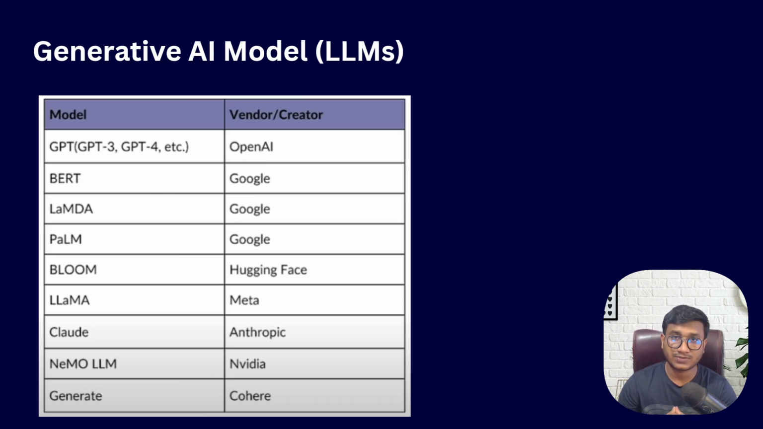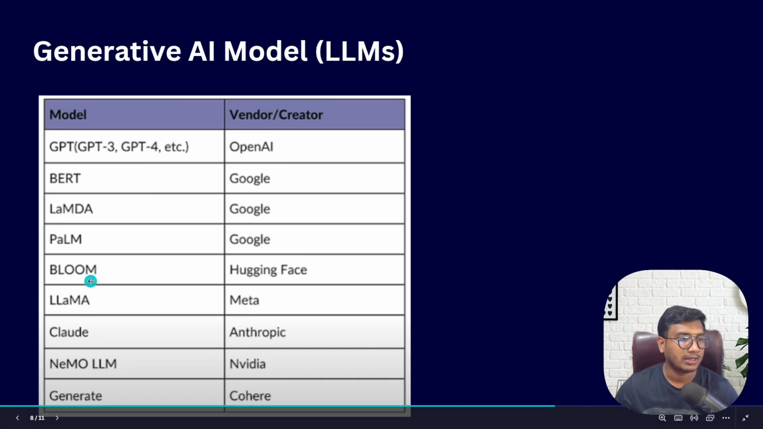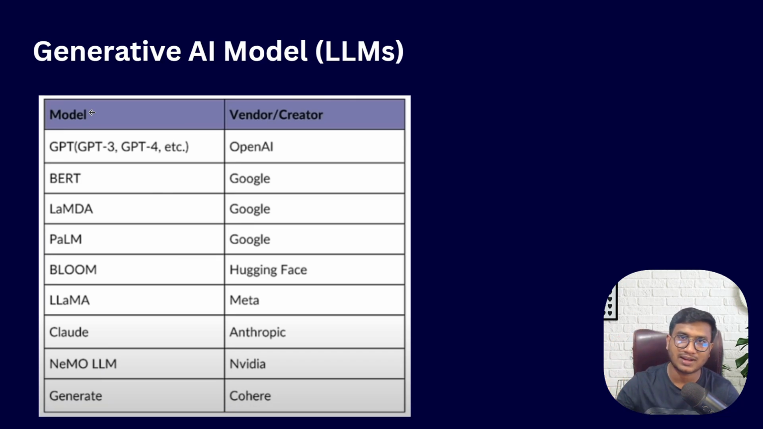There are different kinds of generative AI models available, like GPT, BART, LaMDA, PaLM, BLOOM, Llama, Claude, then NeMo LLM, Generate. Apart from that, there are so many large language models available. I think I showed you one GitHub, remember, the Open LLM GitHub. There you saw thousands of large language models, and these are the providers and vendors, those who created these large language models.